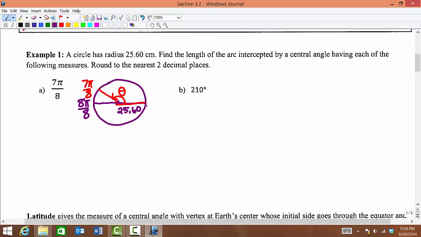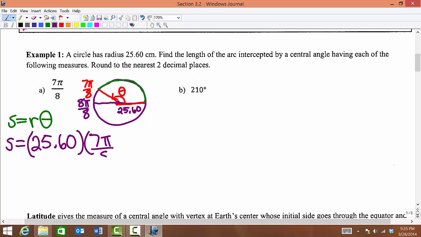25.60 centimeters. We are asked to find the length of the arc, so what we're looking for is the arc length on the circle that's measured off by that central angle. So our formula that we just talked about: the arc length is equal to the radius times the central angle, measured in radians. So our arc length will be 25.60 centimeters times our angle measured in radians.